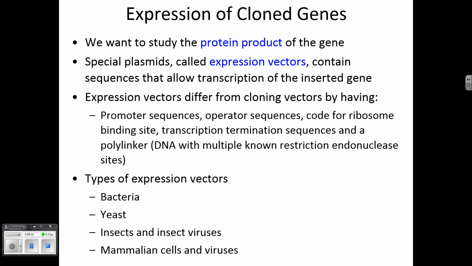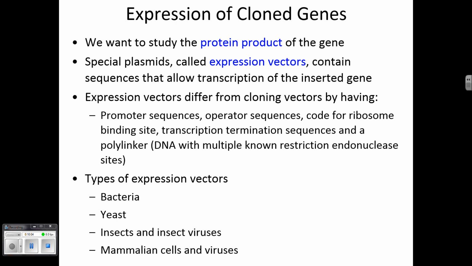Now all of that is just expressing a piece of DNA within a plasmid for the purpose of producing more DNA for DNA studies. If we actually want to express the DNA and make a protein product, we use a slightly different type of vector called an expression vector. Expression vectors are going to have all of these items here. Promoter and operator sequences, which allow us to initiate expression, which would be transcription, translation.